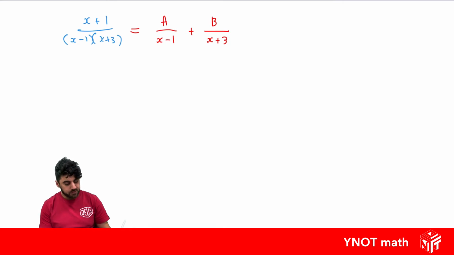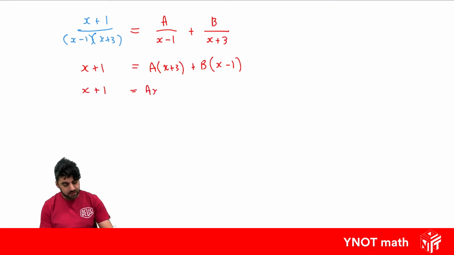So what we want to do is multiply everything by this denominator. That's just going to leave us with x + 1 on the left. Multiplying this term by this denominator, the (x − 1)s will cancel out, and we'll just be left with a multiplied by (x + 3). And then over here, something similar, we're left with b multiplied by (x − 1). Let's go ahead and expand our right-hand side.